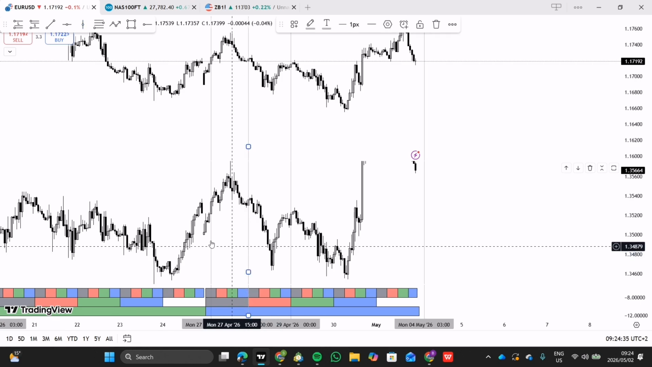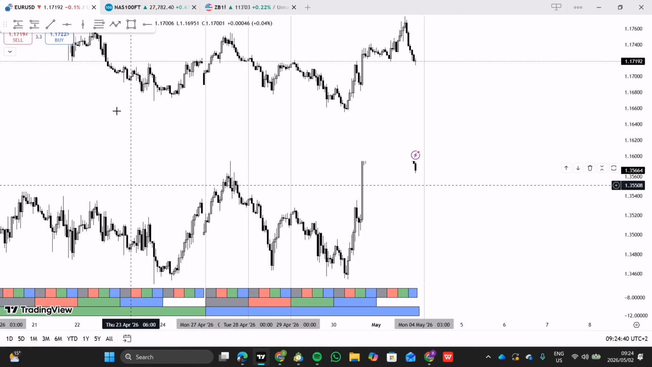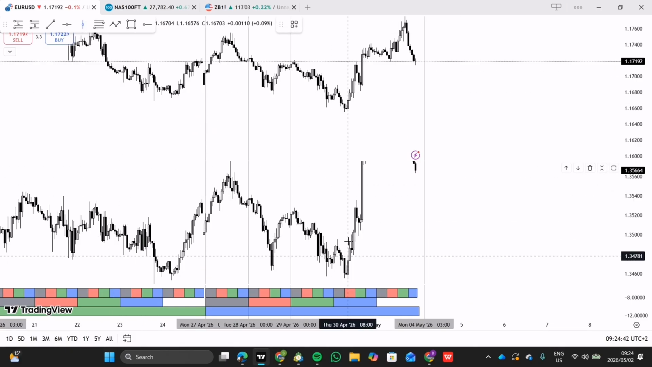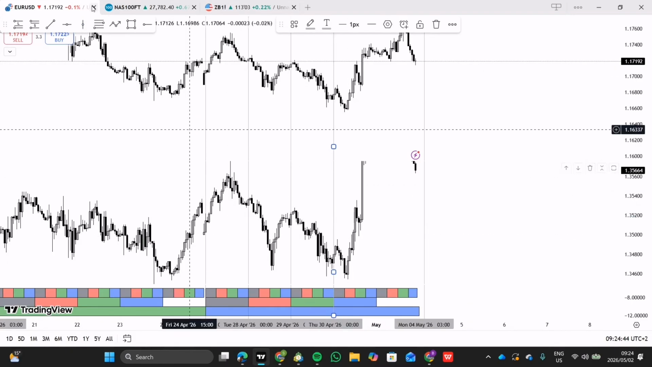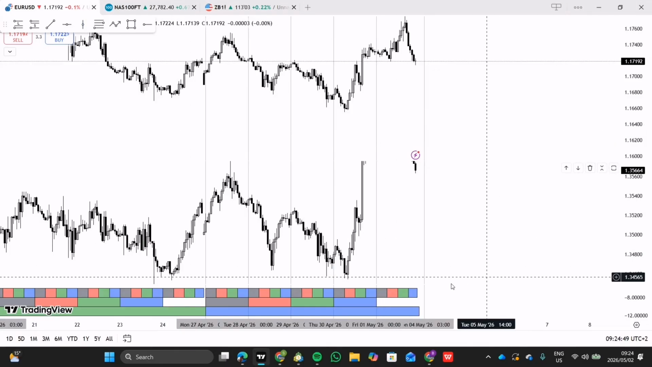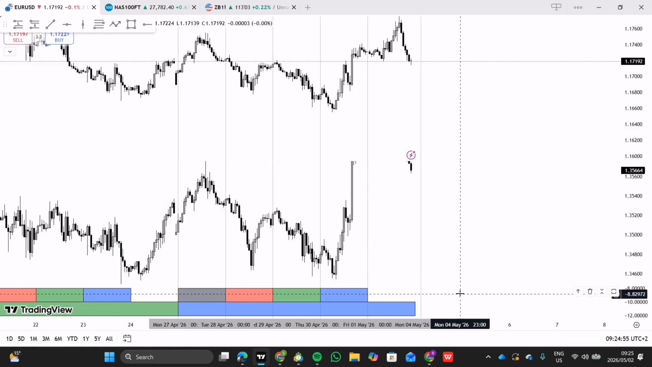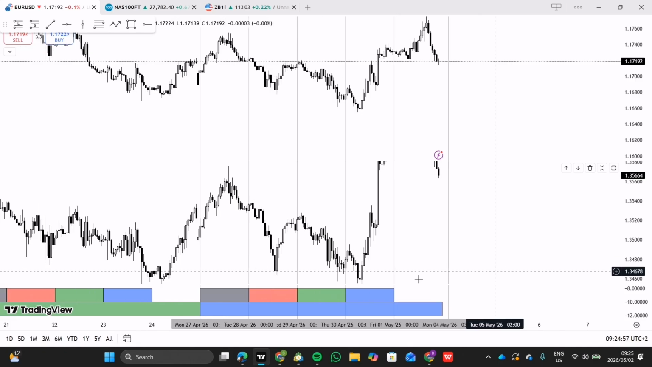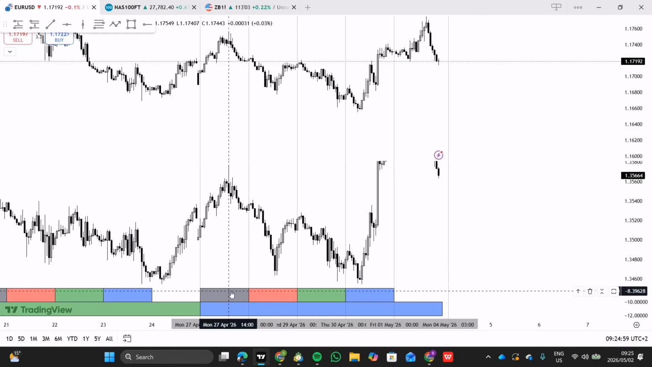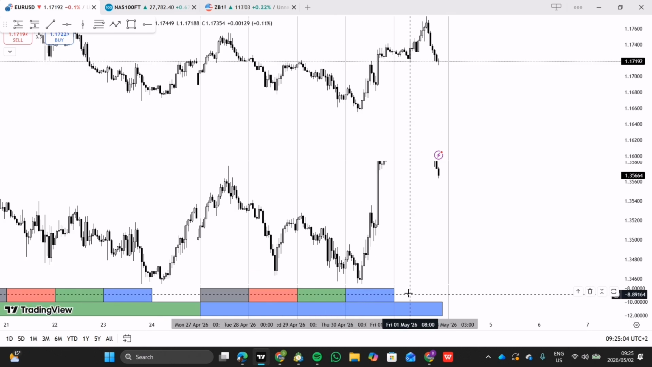So right now what I'm doing is dividing this week into its quarters. Before I do this, can I just remove my daily quarters? So we want to focus on this week. This here was Monday, this gray part over here. Tuesday, Wednesday, Thursday, and Friday, this white part over here.